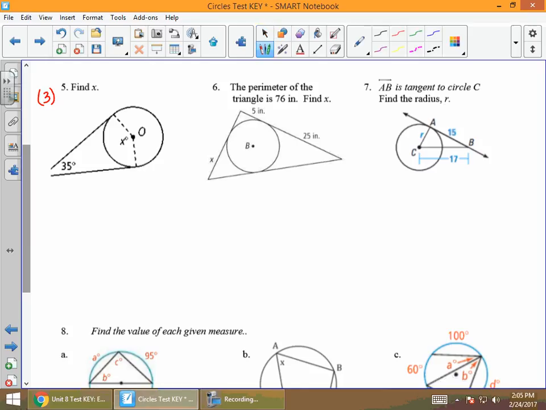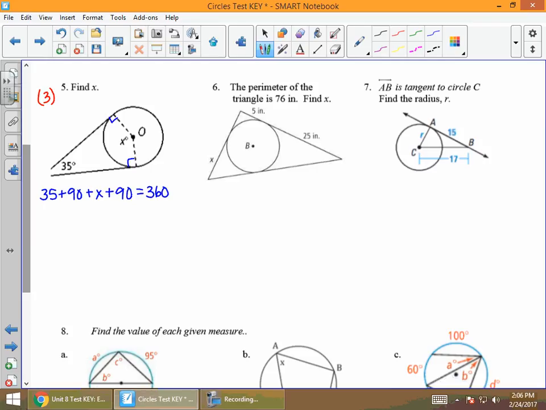So as I take a look at question number 5, I do see that I have 2 tangents, 2 radii. So the tangent touches the radius at 90 degrees. So both of these 2 angles have to be 90s. And it makes up a 4-sided figure, which means all of these angles have to add up to 360. So I need to do 35 plus 90 plus x plus another 90 has to equal 360. So add them all up, make sure it equals 360.